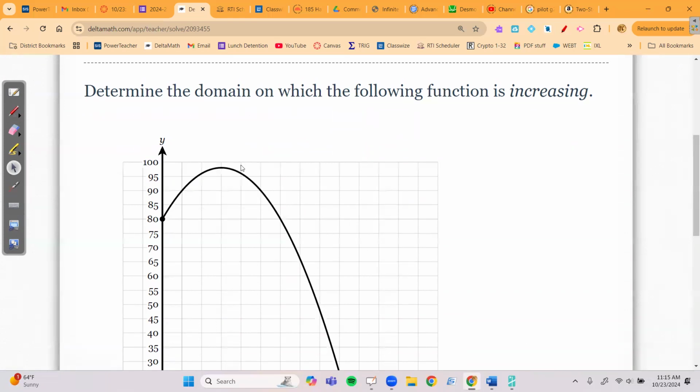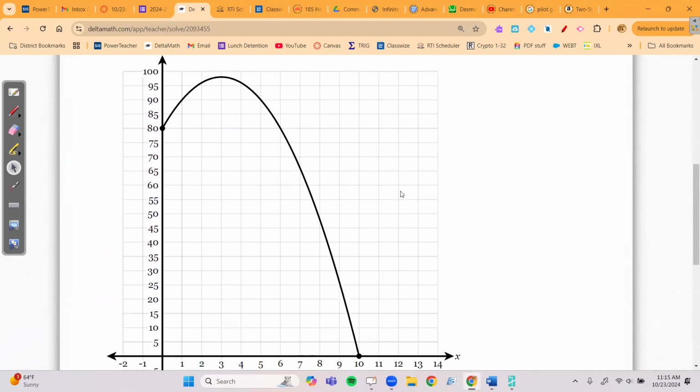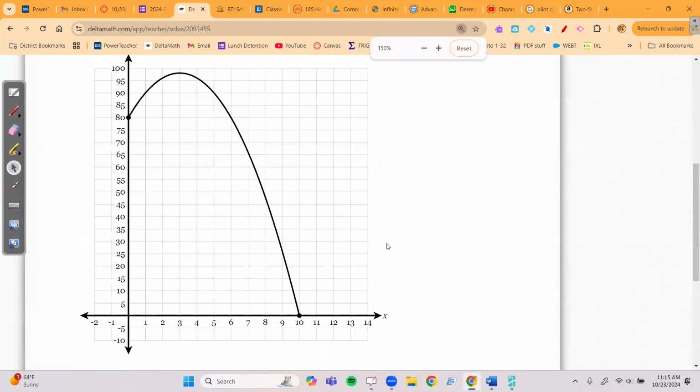It says to determine the domain. Remember, the domain is x values over which the function is increasing. So we just talked about this. What does it mean to increase? It means to go up. And so I may have to zoom out just a tad here. So for this function to be increasing, you would agree that you would have to be anywhere from here to here. Anyone have any complaints on that? So what we need to do now in this particular problem is just define that interval.